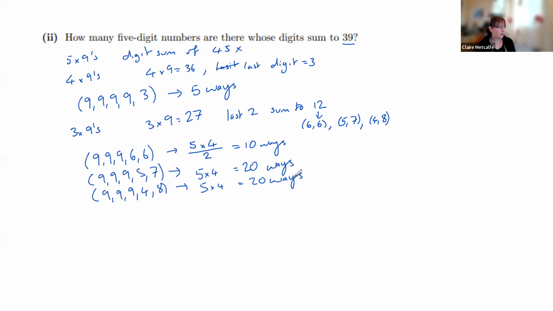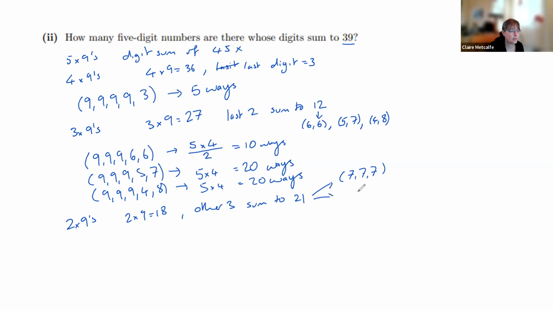Okay, so far so good. So now let's look at 2 9s. Okay, so 2 times 9 is 18. So the other 3 have to sum to 39 minus 18, which I think is 21. So that could give me 3 7s. How else could I sum to 21?